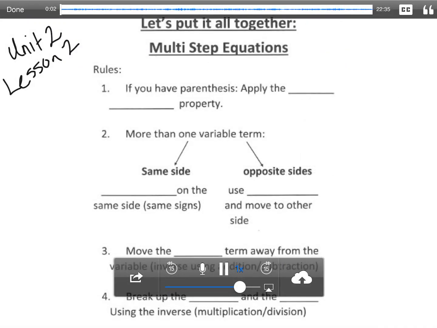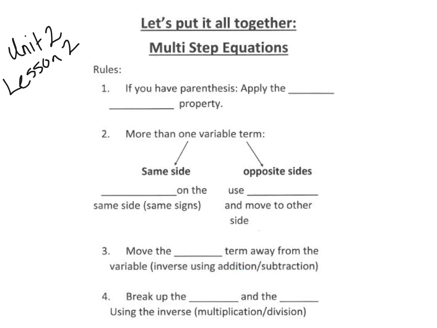All right, today we're going to complete Unit 2, Lesson 2, and it should be on the back side of the notes that was provided to you yesterday. We are going to take everything that we've learned about solving 1- and 2-step equations, as well as what we've learned about dealing with variable terms when there's more than one, if they're on the same side and the opposite side, and then finally what we've learned with adding parentheses.